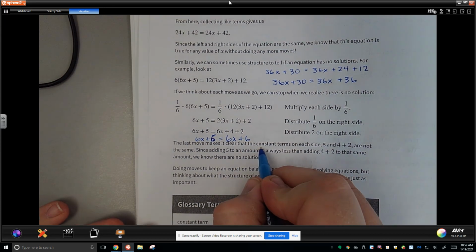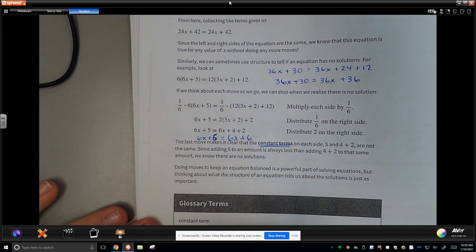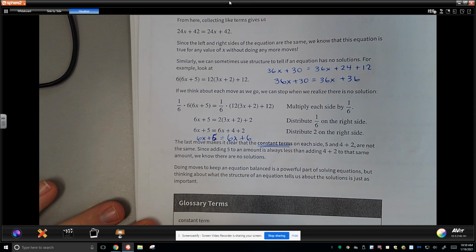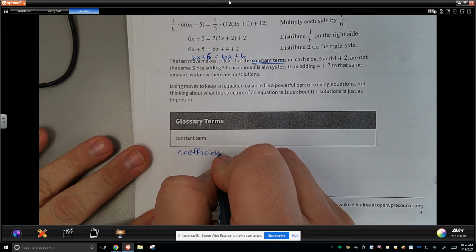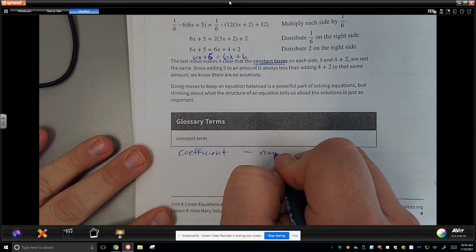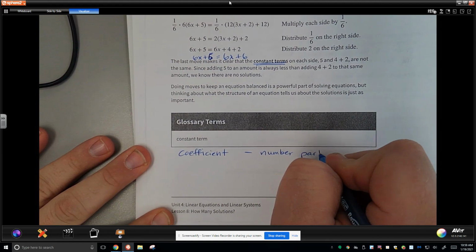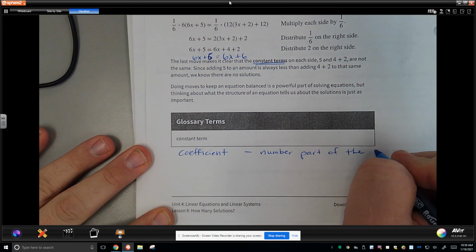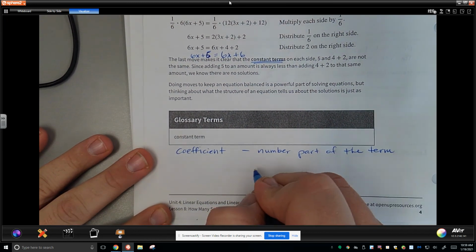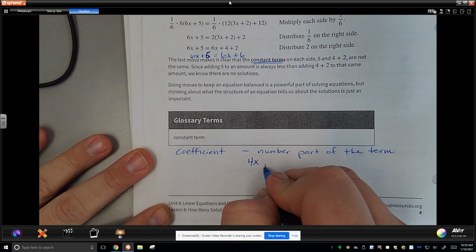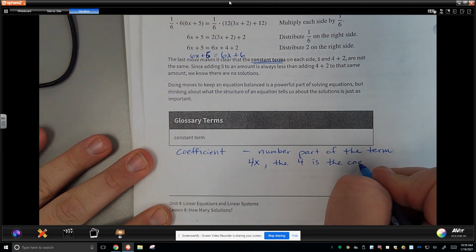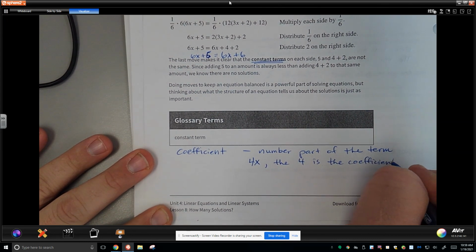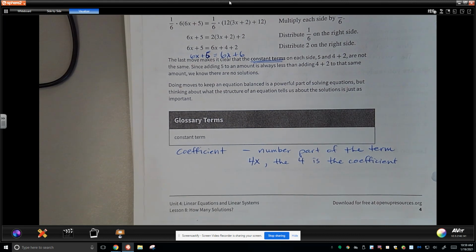Pay attention to your vocabulary. Know what constant terms are. I would also add to this one coefficient. And this is what we call the number part of the term, such as 4 times x. The 4 is the coefficient. And then the constant term is just a number where it does not have a variable attached to it.